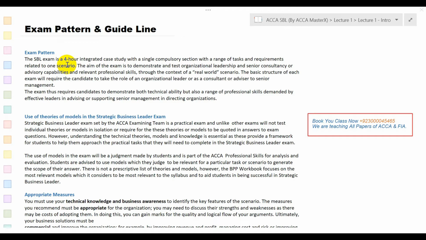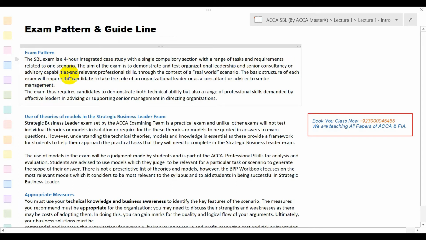It includes reading and planning time with a range of tasks and requirements related to one scenario. So the whole case study will be integrated or interrelated to one large scenario, and this scenario will be based on a real world example. The aim of this exam is to demonstrate and test organizational leadership and senior consultancy or advisory capabilities.